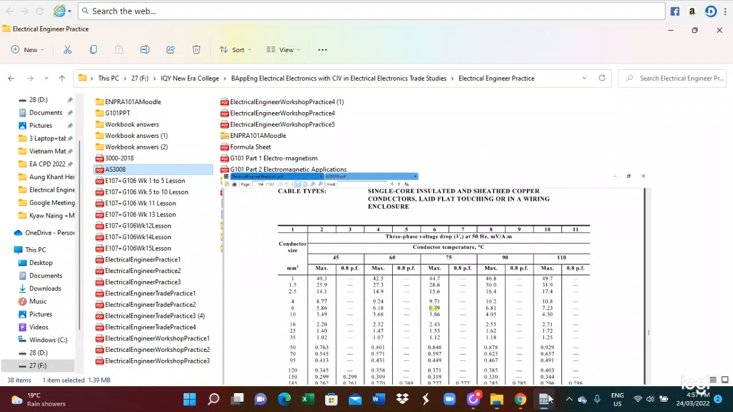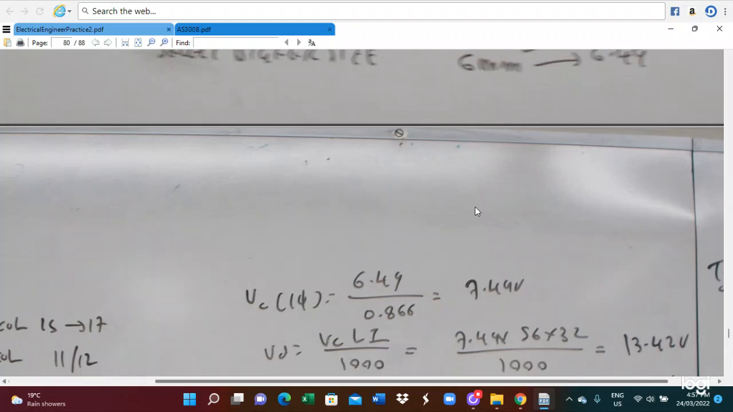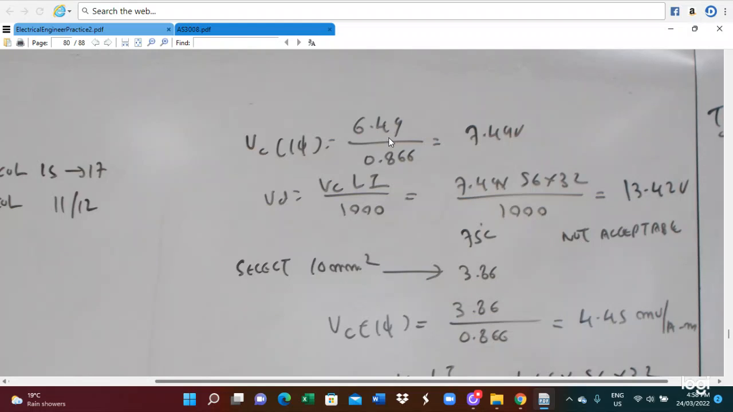Using this formula, substitute 6.49. This 6.49 by 8.6 is 7.49. So the VC by 1000, so 7.49 minus 76, PVC minus 32 by 1000, gives 30 by 42. So the voltage drop should be within 5% of the supply voltage, 11 by 5. Now 30 by 42 is not acceptable.